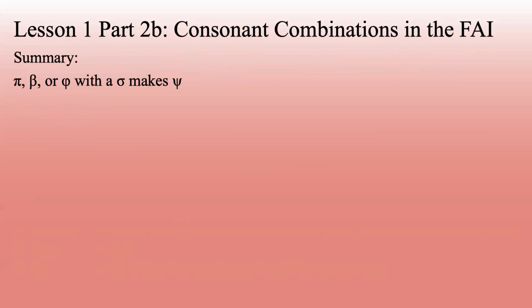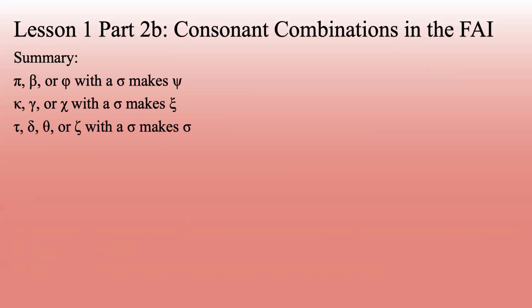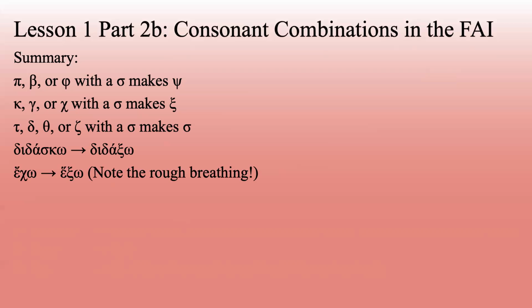And by way of summary, pi, beta, or phi with a sigma makes psi; kappa, gamma, or chi with a sigma makes xi; tau, delta, theta, or zeta with a sigma makes just a sigma. Two exceptions: didasko becomes didaxo, and echo becomes hexo. Note the rough breathing. If you know these five things, you can make every stem that you've just learned. You can memorize them if that's easier, or you can memorize these five rules, or three rules and two exceptions, and that will have everything that you need.